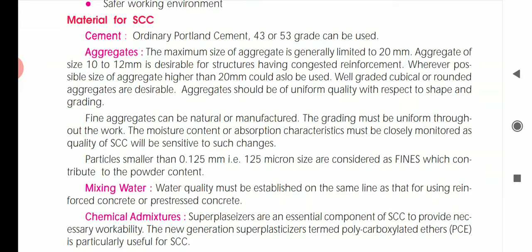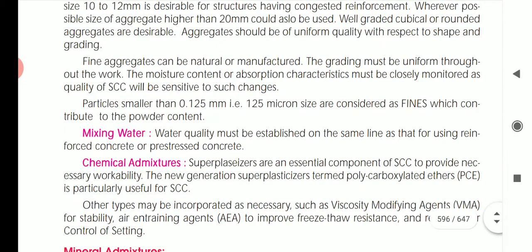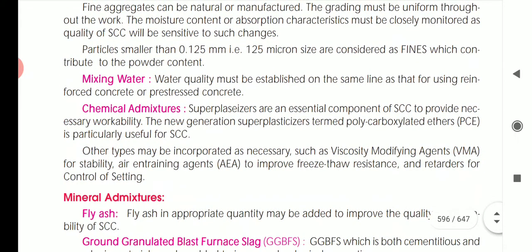The grading must be uniform throughout the work. The moisture content or absorption characteristics must be closely monitored as the quality of SCC will be sensitive to such changes. Particles smaller than 0.125 mm, that is 125 microns, are considered fines which contribute to the powder content. So you should specifically mention these sizes. So the fine aggregate of 125 micron size is preferred, and coarse aggregate of 20 mm or sometimes 10 to 12 mm, well graded and rounded shape aggregates are used. And next is water.